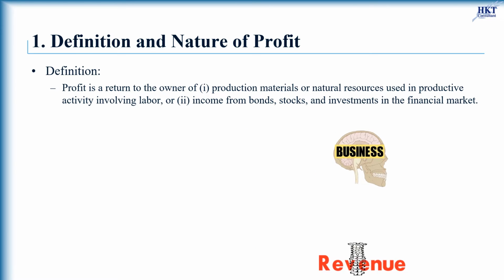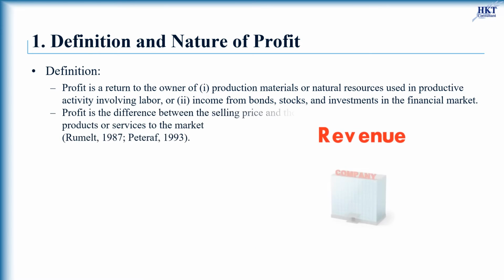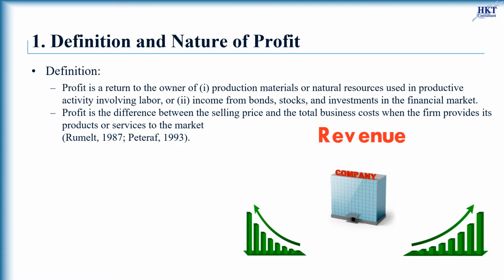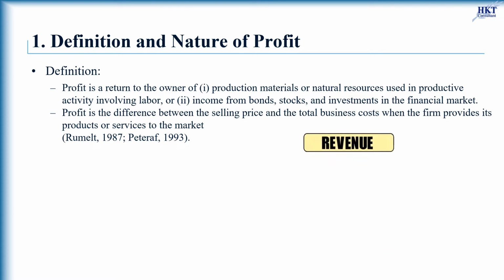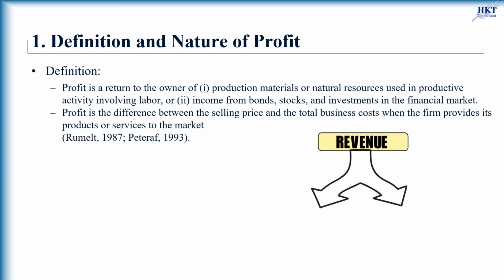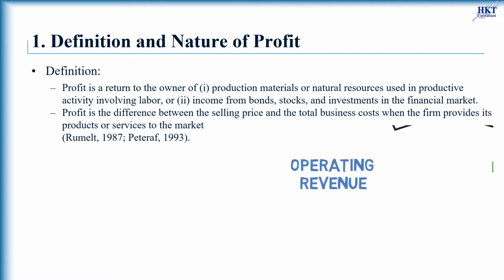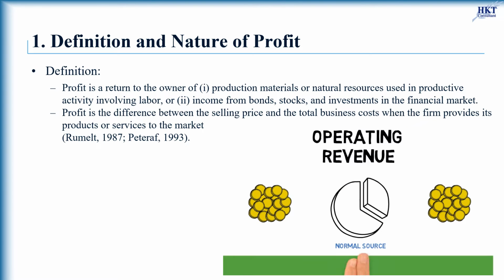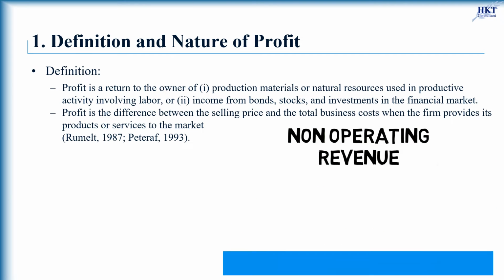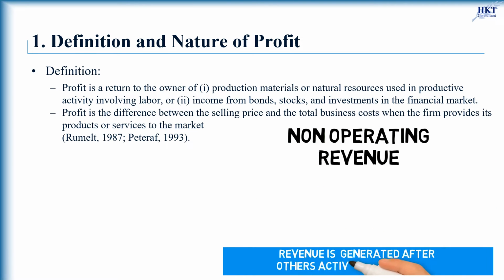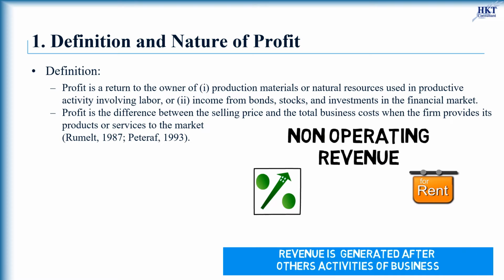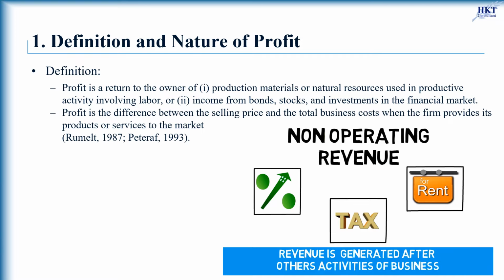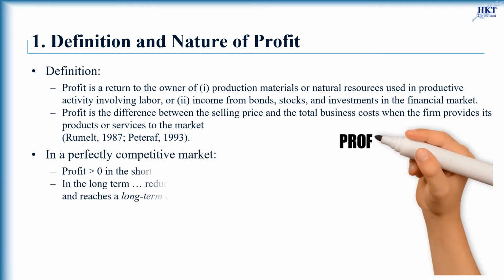For a firm, profit is the difference between the selling price and the total business costs, including both explicit and implicit costs, when the firm provides its products or services to the market. In practice, the firm has to pay explicit costs such as rent, purchasing cost of assets, and necessary resources such as employees, raw materials, etc., as well as legislative costs such as taxes, insurance, etc.